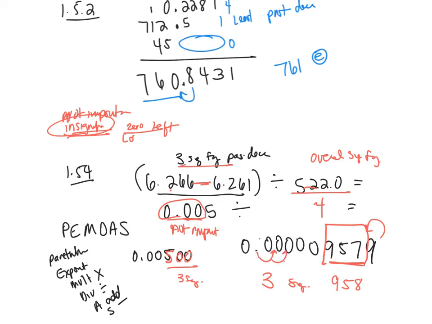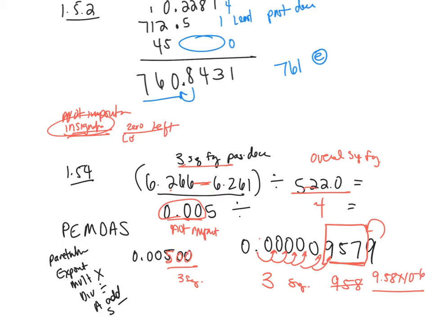1, 2, 3, 4, 5, 6. So it's going to be 9.58 times 10 to the negative 6. 1, 2, 3, 4, 5, 6. That's going to be your answer.